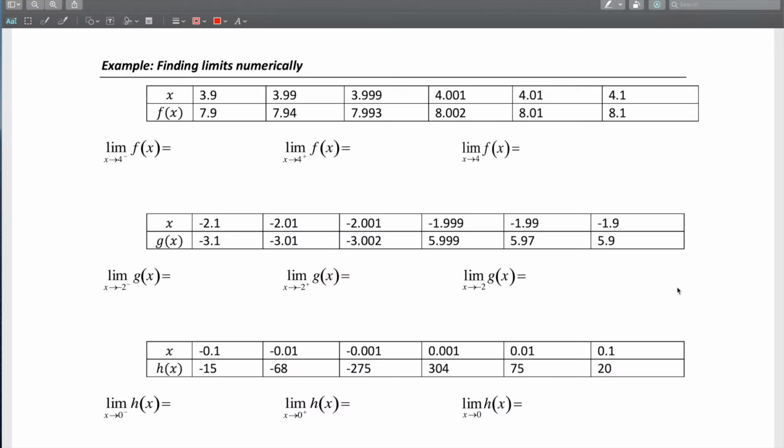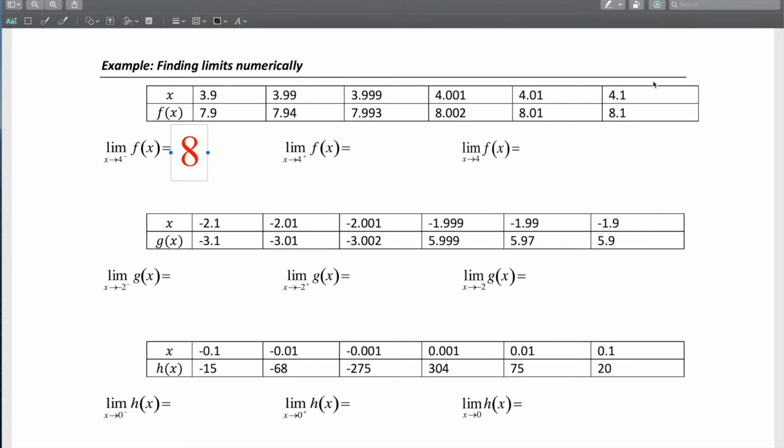All right, so to evaluate limits numerically, we basically just make a table of values, which I've already provided for you for this case, and then we just look at what's happening as we get closer to the number we're caring about. So if we're looking at 4 from the left-hand side, the x values here are getting closer and closer to 4, coming from below 4. And if we look at it, the y values are 7.9, 7.94, 7.993. So it certainly looks like when we're coming from this left-hand side that it's approaching 8.